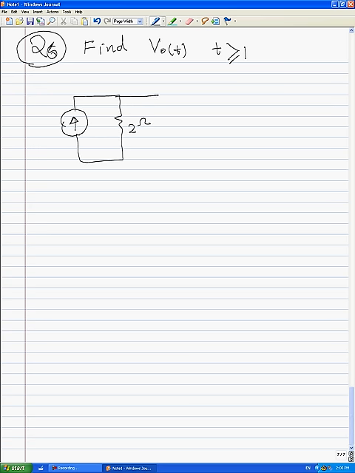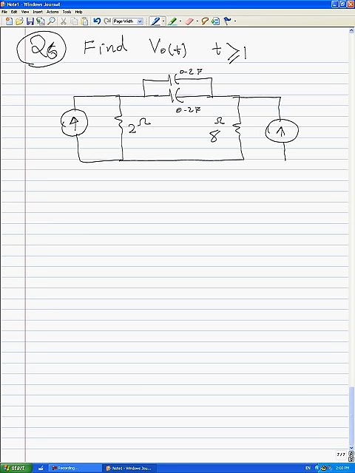Last question, question 6. Again, it is a very important question. In this question, again, we want to find the output voltage for t greater than 1 in this circuit. We have 2 sources and we have 2 ohms here. We have 2 capacitors here, 0.2 farads and 0.2 farads here, and we have other resistors here, and we have a current source here.